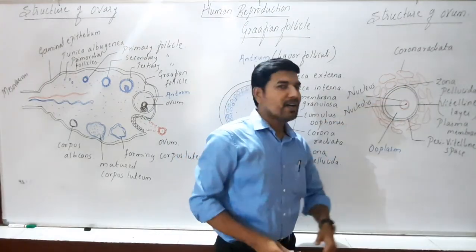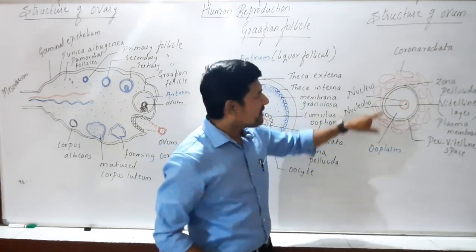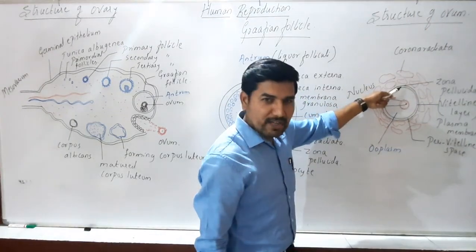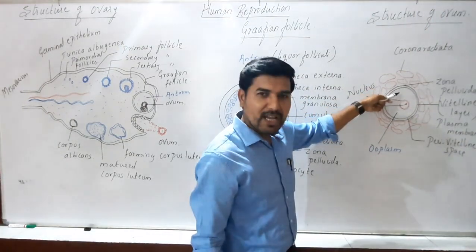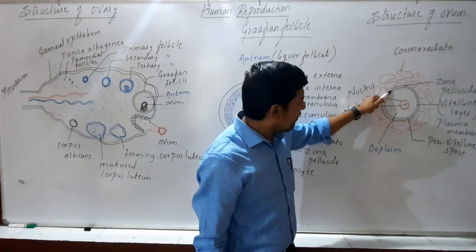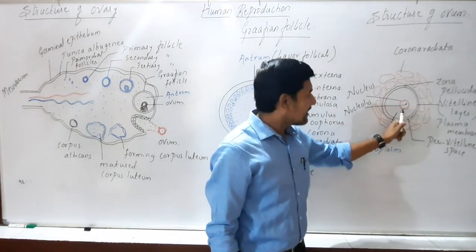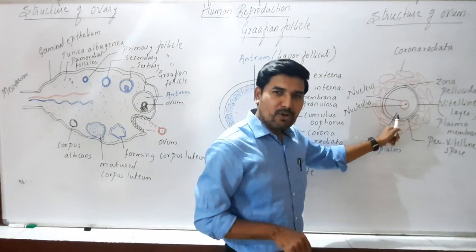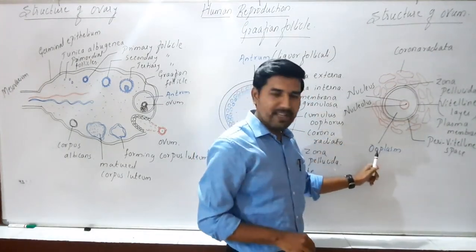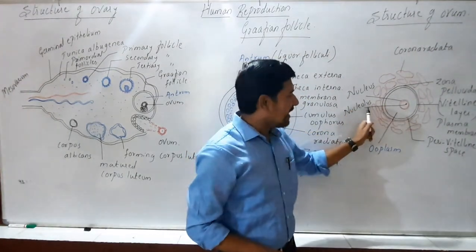Okay, now look at the structure of the ovum. Ovum is surrounded by outer layer cells called corona radiata. Below the corona radiata, we have zona pellucida. Below the zona pellucida, here we have the plasma membrane, which is also called vitelline membrane. In between these two layers, there is a space called the perivitelline space. The cytoplasm of the ovum is said to be ooplasm. Then here it consists of the nucleus, and inside that it has the nucleolus.